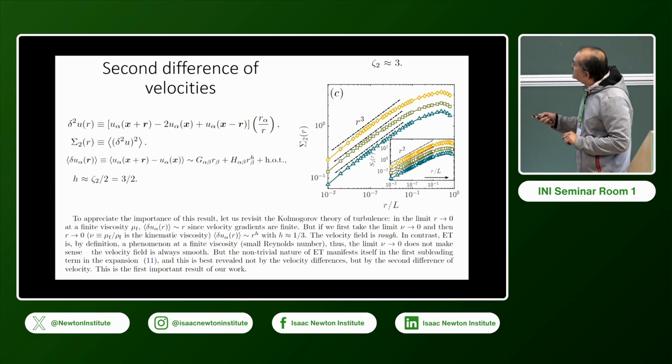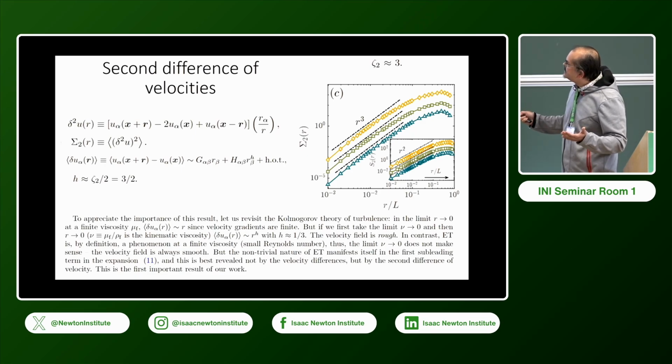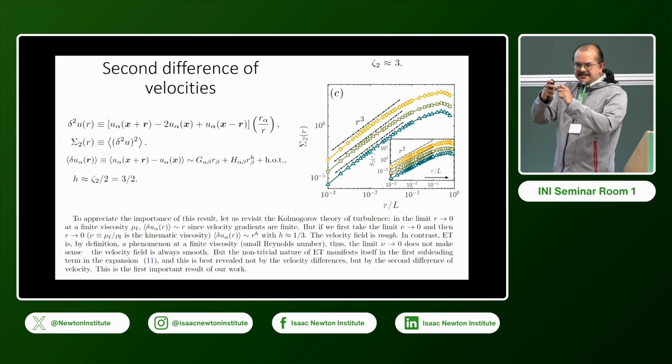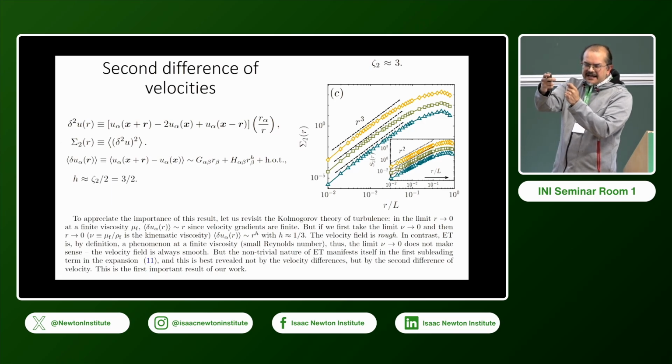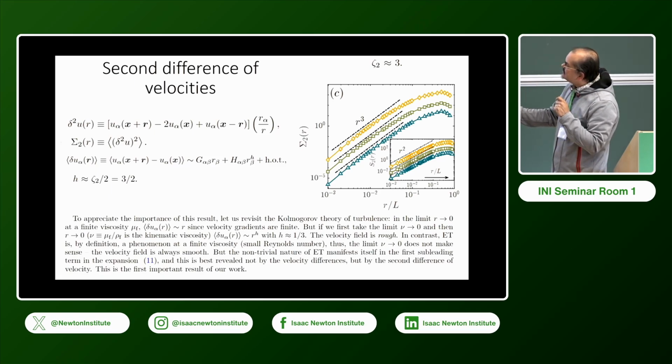So the idea now is, what if we define a different kind of velocity difference? Instead of looking at velocity difference across r, we take r and minus r. So by construction, the linear dependence is subtracted out. If we look at this different kind of velocity differences and then calculate their structure functions, interesting things start happening.